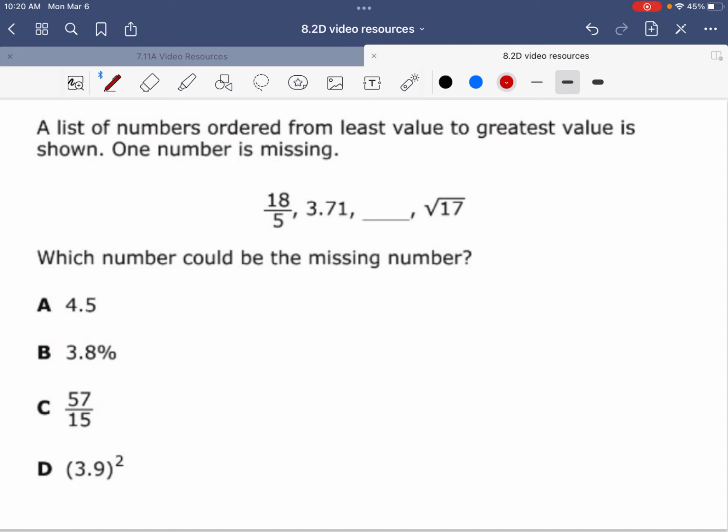Hey guys, today we're going to be looking at comparing and ordering real numbers given some real world situations.